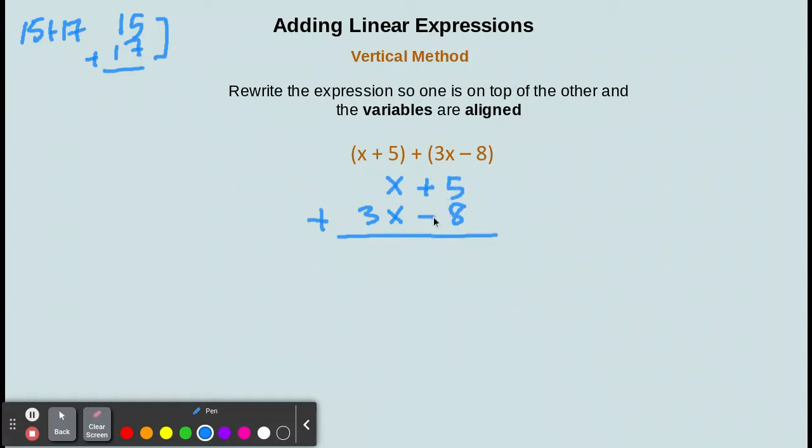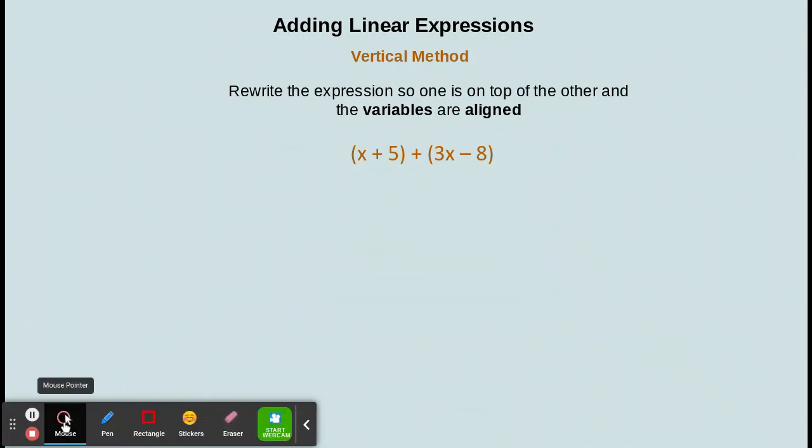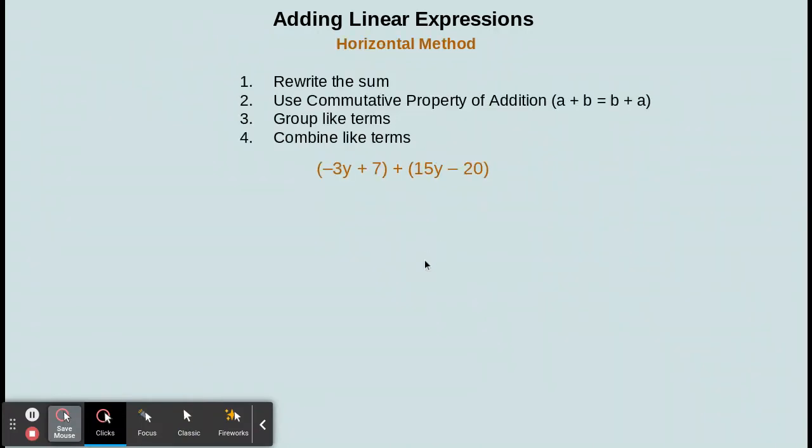So we have a positive 5 plus a negative 8. Those are different signs, so we subtract and we end up with a negative 3. And then we're going to add in this column here, that's x plus 3x, which gives us 4x. And that is our answer, 4x minus 3. Okay, now the horizontal method. It's slightly longer, but just as easy.